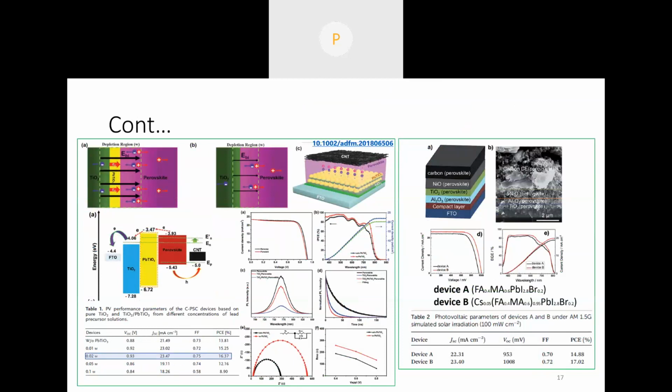Yeah. So another study on VOC improvement is by improving the interface between the TiO2 and the perovskite layer. In this case, they added a ferroelectric layer by dipping in a solution of PbI-3, and then they deposited the perovskite layer, and later they spray coated CNT on that. So this is one of the techniques. This is a low temperature based electrode.